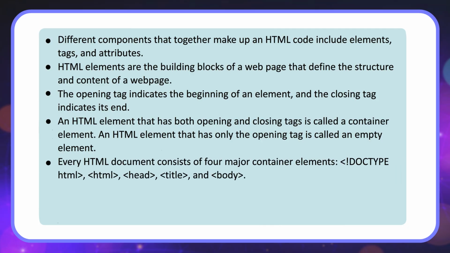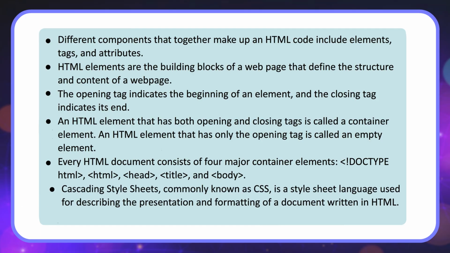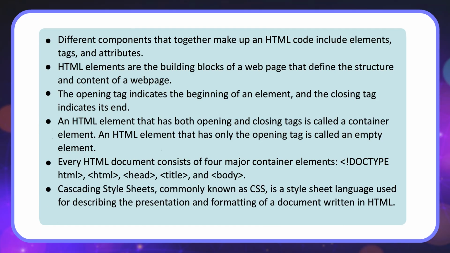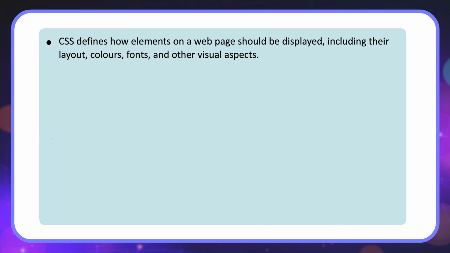Every HTML document consists of 4 major container elements: <!DOCTYPE html>, <html>, <head>, <title>, and <body>. Cascading style sheets, commonly known as CSS, is a style sheet language used for describing the presentation and formatting of a document written in HTML. CSS defines how elements on a web page should be displayed, including their layout, colors, fonts, and other visual aspects.